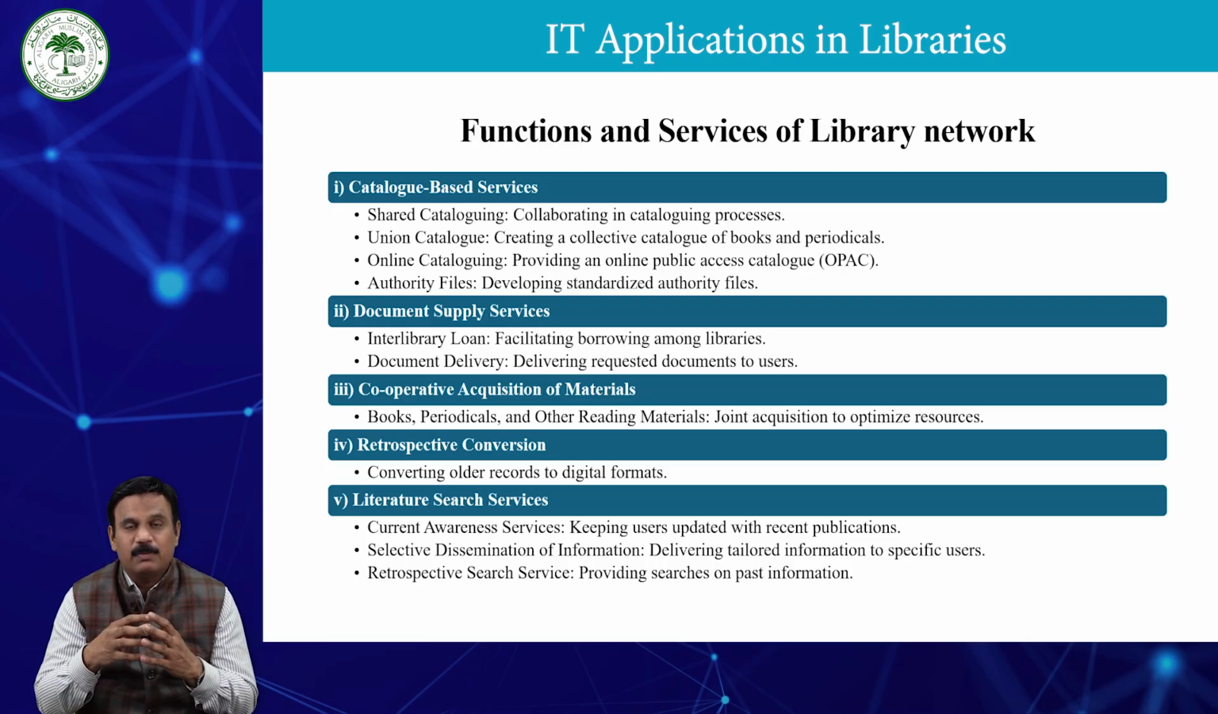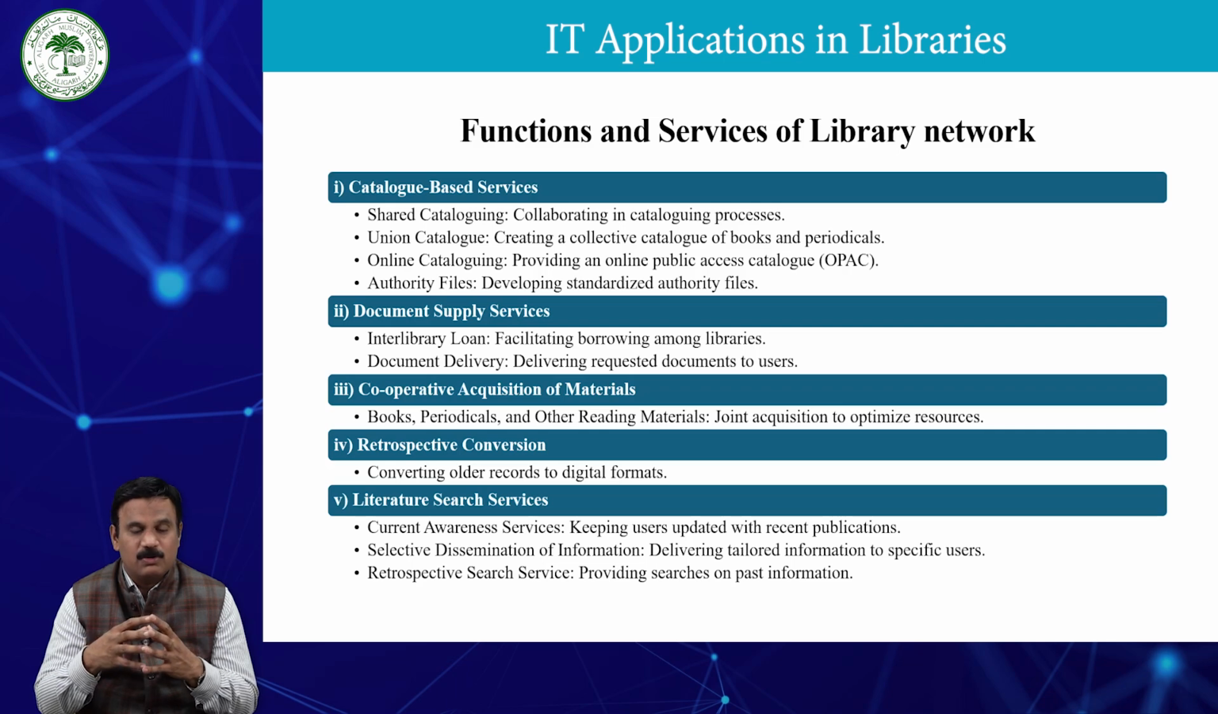Shared cataloging, that means collaborating in the cataloging process on the basis of a memorandum of understanding. And union catalog, creating a collective catalog of books and periodicals among the participating libraries so that users can easily identify and locate the availability of documents in various libraries. And online cataloging, providing an online public access catalog, OPAC service, and the authority file, developing a standardized authority file amongst the libraries.